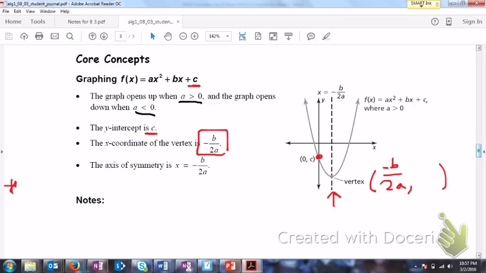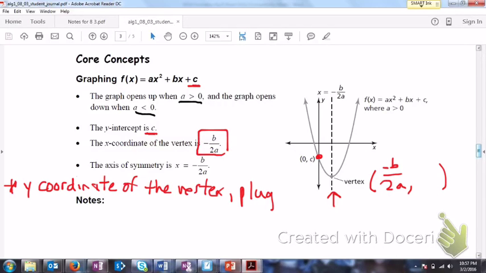Might want to make a point here that to find the y coordinate of the vertex, you just need to plug x back in. So you plug x back into the equation. Okay, so it turns out our point is at negative b over 2a, comma, f of negative b over 2a. All that means is we plug it back in.